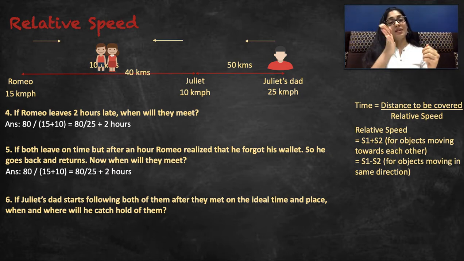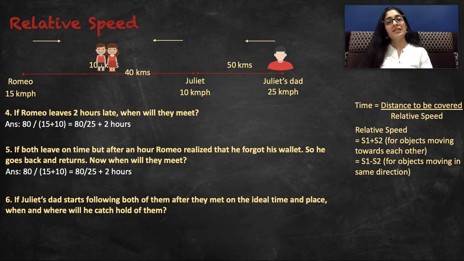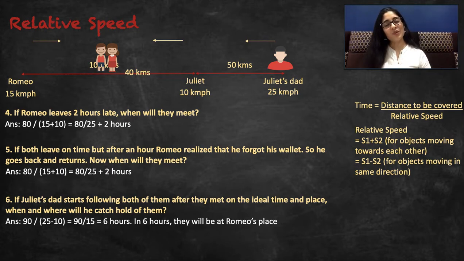So, when the couple starts running and the dad starts following, so that distance which they have to cover is 90 kilometers. Because they are moving in the same direction, the relative speed is going to be the difference, which is 25 minus the speed of the couple. Now, what will be the speed of the couple? It will always be the minimum of Romeo and Juliet. Why? Because Juliet can't travel at a speed more than 10, and Romeo is not going to leave her alone. So, your answer is going to be 90 upon 25 minus 10, which gives you 6 hours.